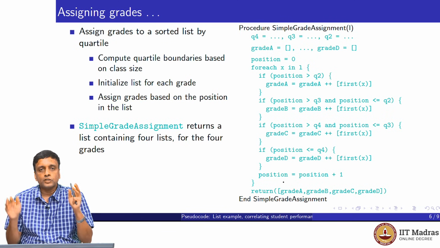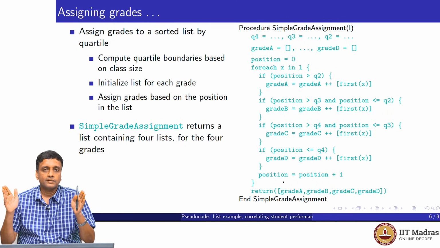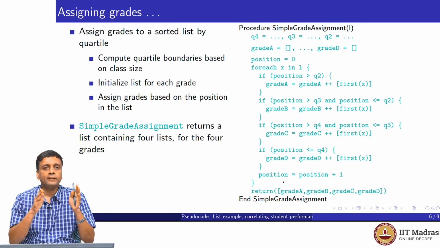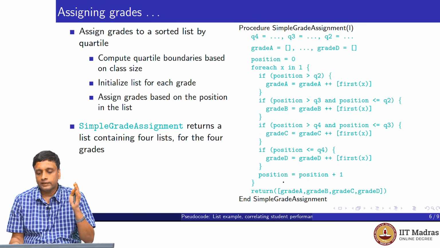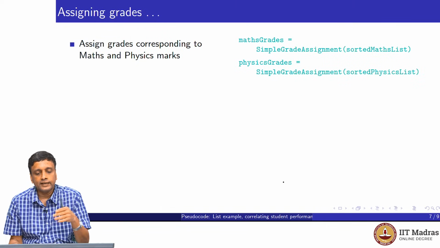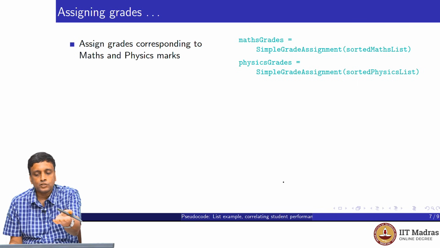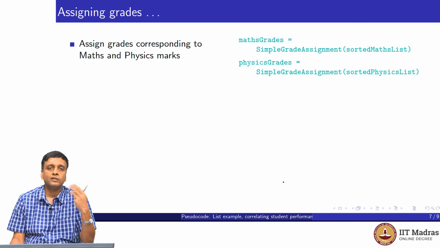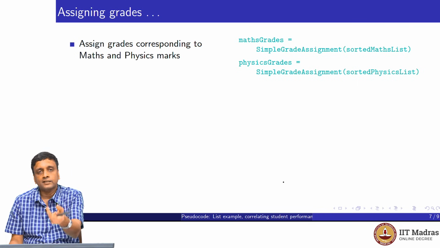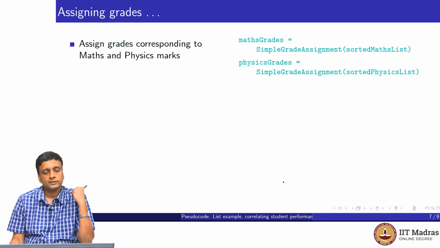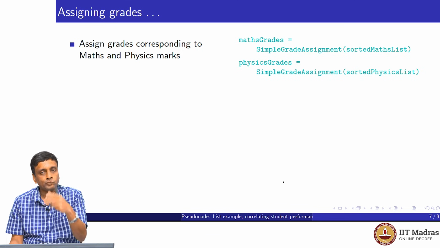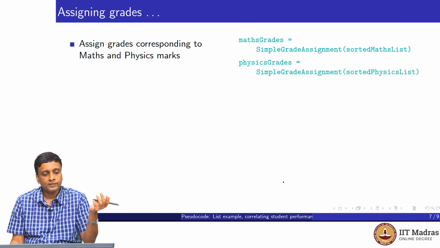So we have now taken the sorted list of maths marks and created four lists of maths marks with A grade, B grade, C grade, D grade. Similarly, we have taken the physics marks. So we can take the simple grade assignment, pass it the sorted maths list, and it comes back with these four things. Similarly, we take the sorted physics list, and it comes back with these four things. Now we have to unpack these four things, because we don't want four lists. We want the A list, the B list, the C list and the D list separately, because we need to iterate over them separately, right.